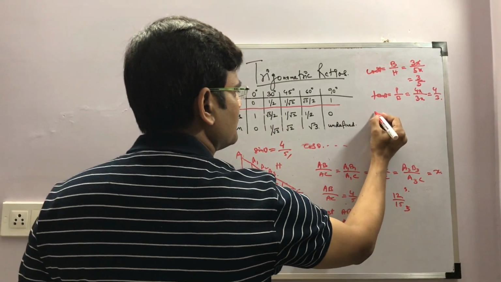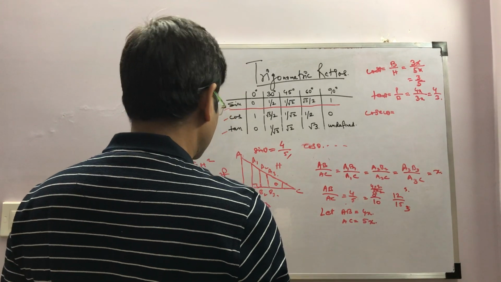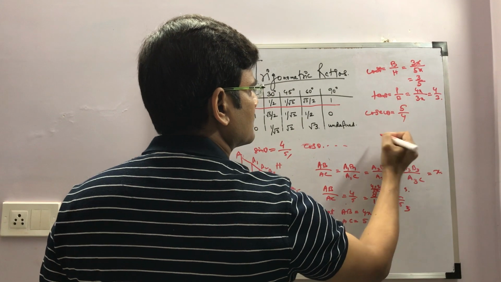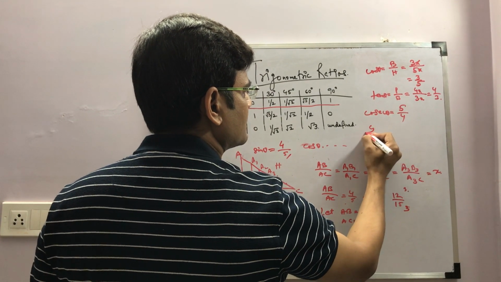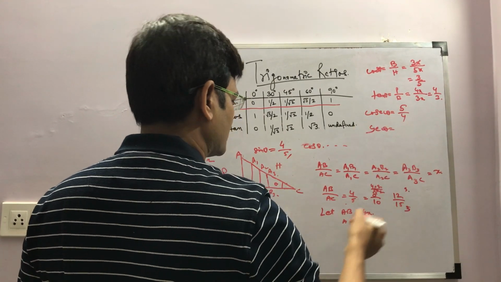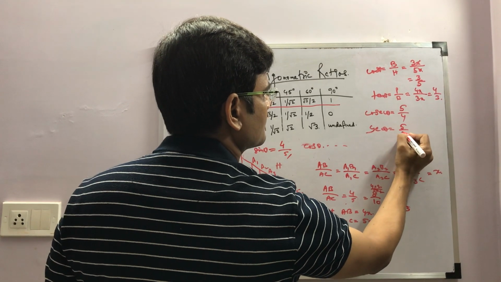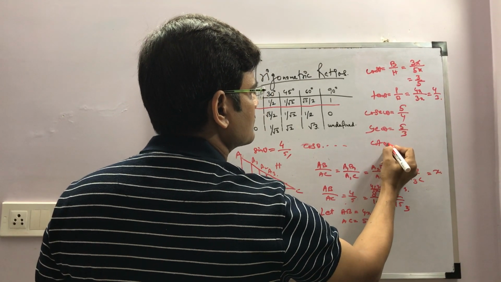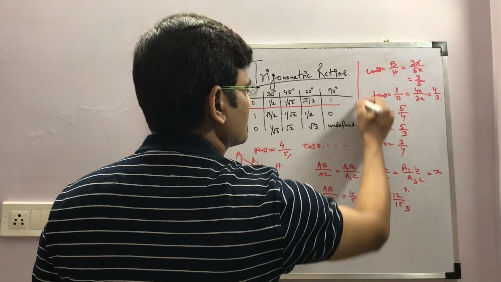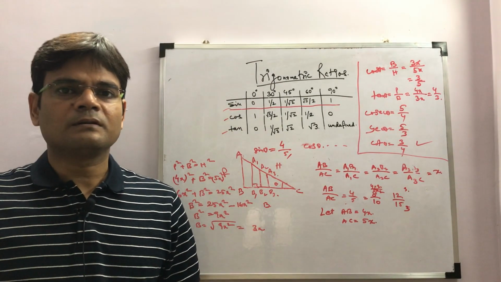If they want cosec theta, that is 1 by sin theta. Sin theta is 4 by 5, so this is the reverse of that. If they want sec theta, then this is 1 by cos theta. Cos theta we calculated as 3 by 5, so this is 5 by 3. And cot theta is the reverse of tan theta, that is 3 by 4. So try to understand the ratio.